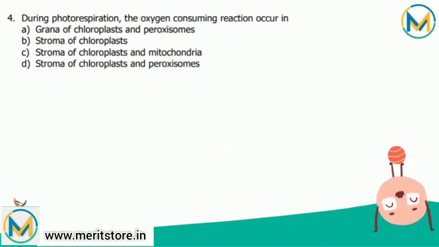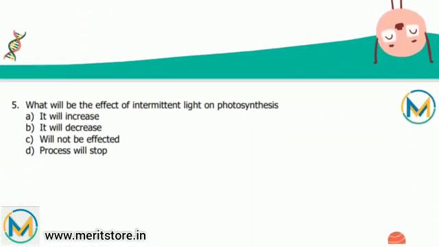During photosynthesis, the oxygen consuming reaction occurs in grana of chloroplast and peroxisomes, stroma of chloroplast and mitochondria, or stroma of chloroplast and peroxisomes. So photorespiration is a process that occurs in C3 plants. In this process, peroxisomes, chloroplast and mitochondria take part. The oxygen consuming reactions occur in peroxisome and stroma of chloroplast, while carbon dioxide releasing reaction occurs in mitochondria. So the correct answer for this question is option D, that is stroma of chloroplast and peroxisomes. Option D. Moving towards the next question.